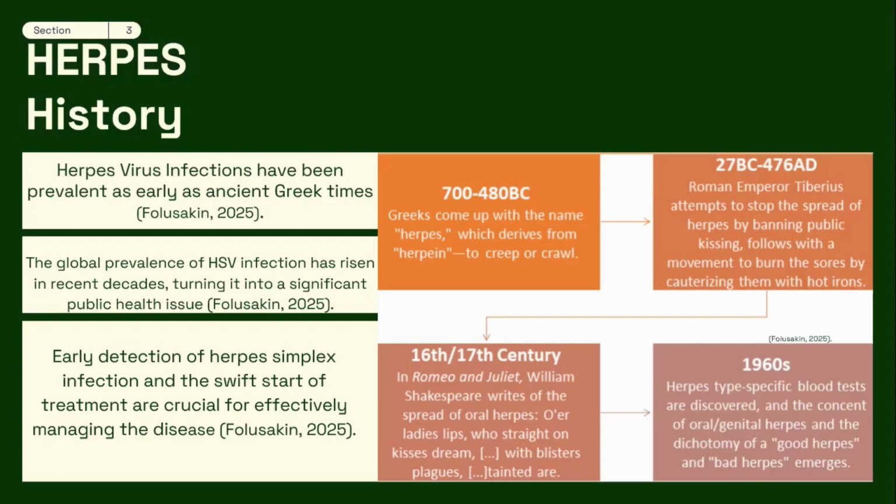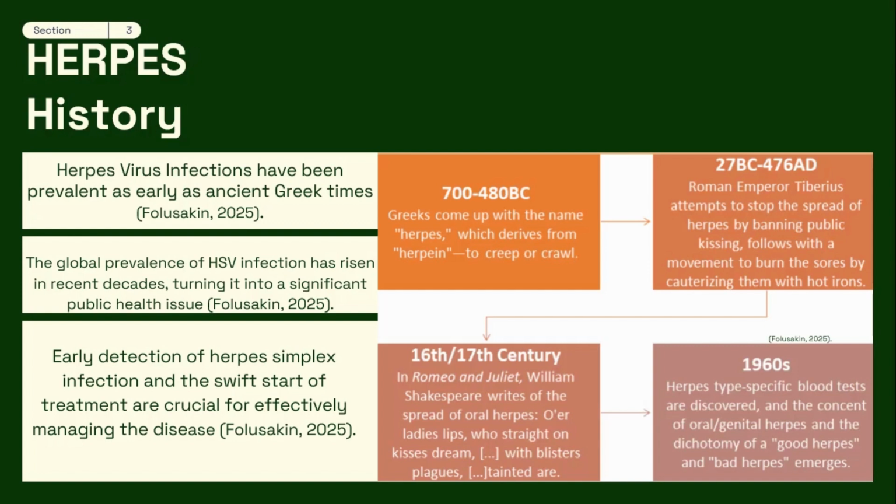We're going to move on to the herpes history. On the historical side of things, the article by Follusakin in 2025 explains that herpes viruses have a long and complex history with evidence of their presence in humans dating back thousands of years. The term herpes is derived from the Greek word meaning to creep or crawl, reflecting the spreading nature of the lesions associated with these infections.